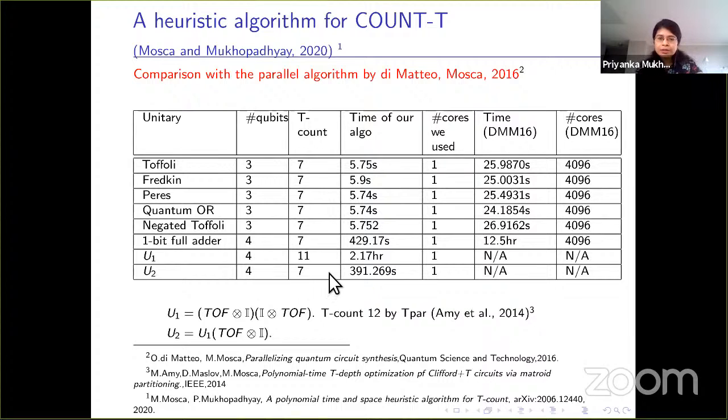These unitaries we obtained from some previous papers, and we obtained much lower T count as compared to the previous best results, for example, by using T-par, which is an algorithm by Amy, Maslov, and Mosca.